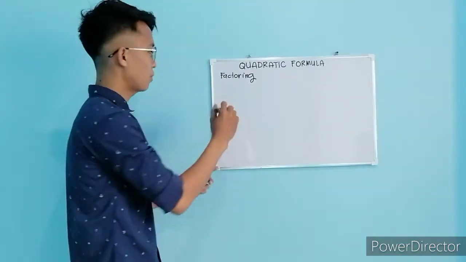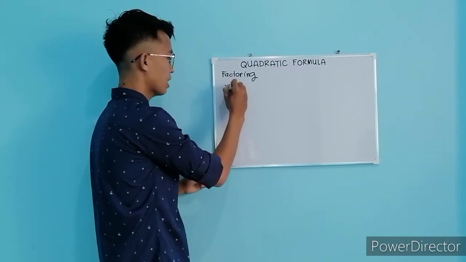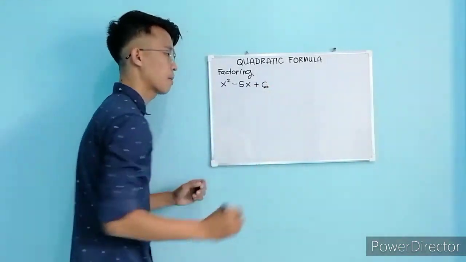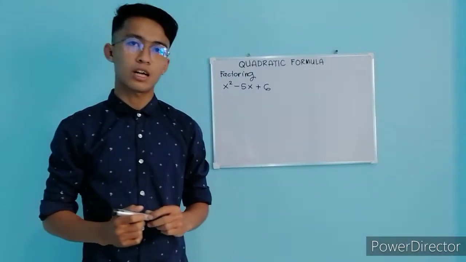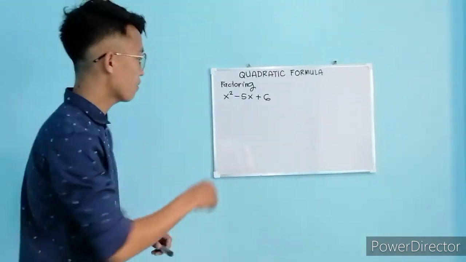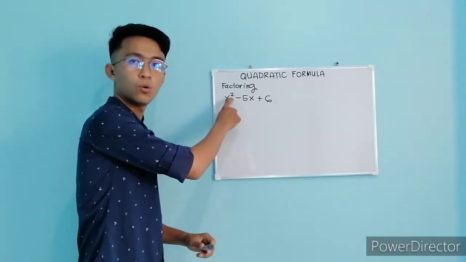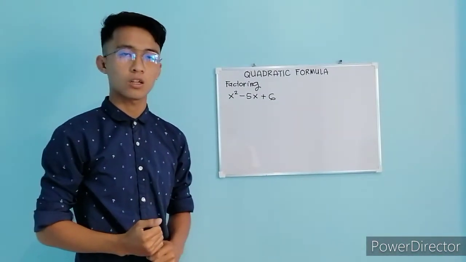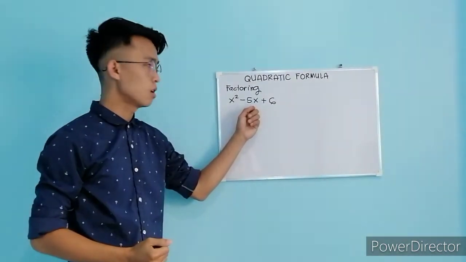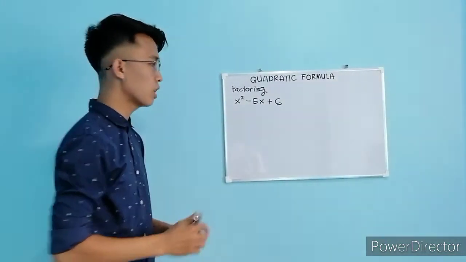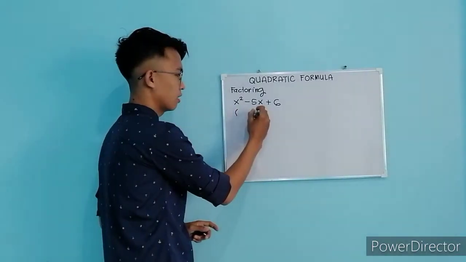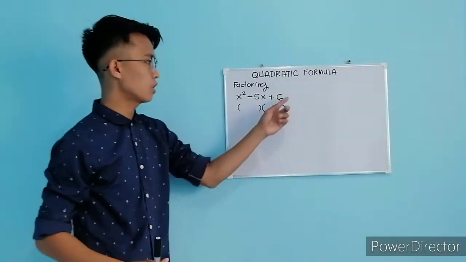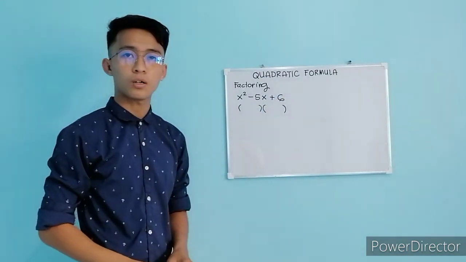Let's say we have an example of the expression x squared minus 5x plus 6. So this is a kind of quadratic equation since we have the highest power of 2 with our variable x. So how are we going to use factoring in solving this equation? To solve this equation using factoring, we need to find the factors of this equation. So the first thing that we need to do is to find the factors of 6. What are the factors of 6?